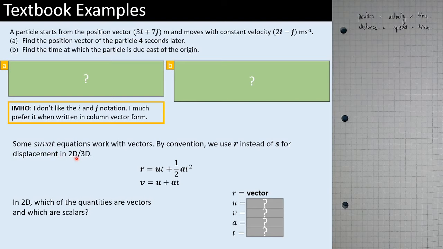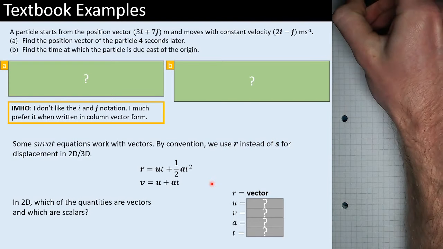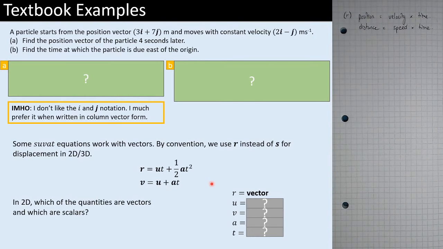So when we're thinking about SUVAT equations, there are some conventions that we need to think about. One of which is that we use r instead of s for displacement, and that's to do with position vectors. Okay, in further maths, we think about the position of a vector being an r vector. It's the normal notation that we would use. Some things will be vectors, some things will be scalars. We've already established that r, our position, is going to be a vector.